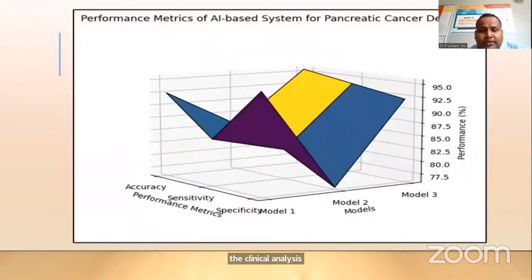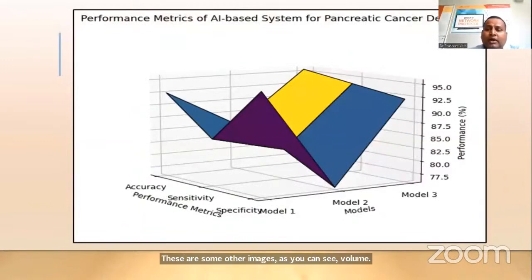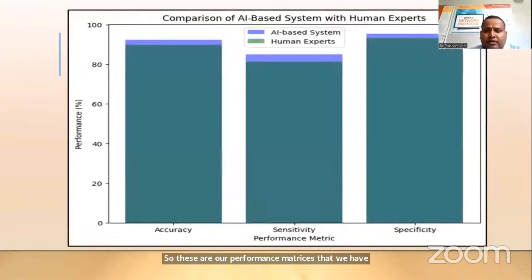So these are our performance matrices that we have obtained after concluding our framework with the AI algorithms, and our performance has been specified into this. How we have been differentiated with the AI-based system and human experts has also been explored in this.